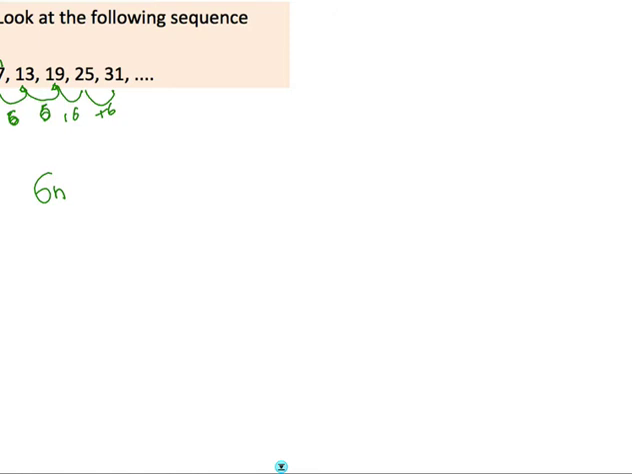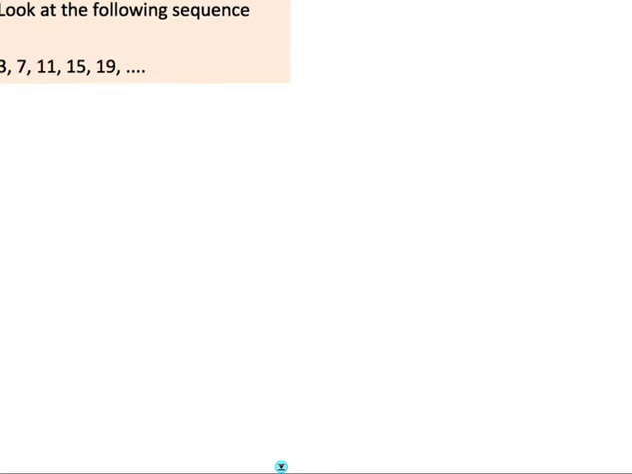Next thing we need to do is work out the 0th term, so we have to take away 6, and 7 take away 6 leaves us with 1. And 1 in your head is a positive 1, so we write 6n plus 1. And we're done.